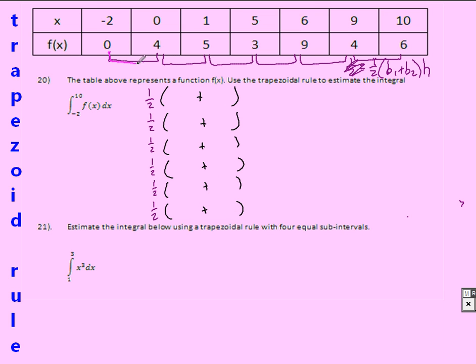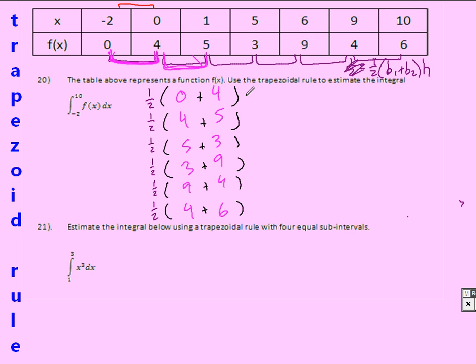Those are the bases, so that's the y values here. So those y values come up 0 to 4. The next one, 4 to 5, 5 to 3, 3 to 9, 9 to 4, and 4 to 6. And then for the height is just the width of each interval.